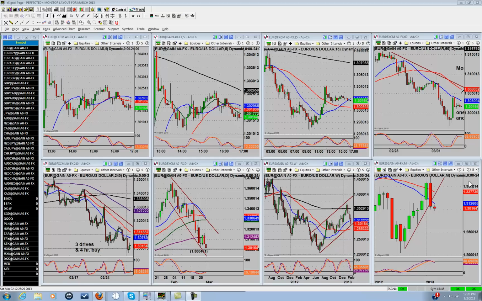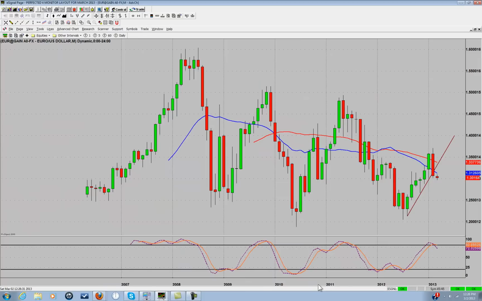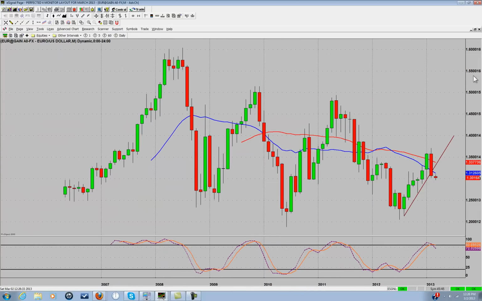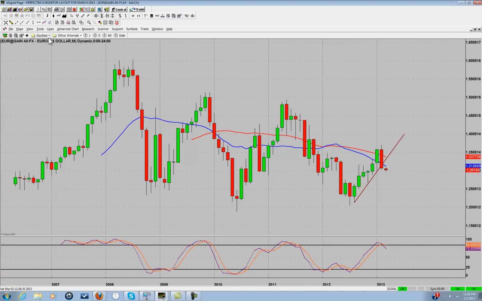We'll start off first of all with the euro. And if we look at the euro on the monthly chart, you can see the euro's had some pretty good runs, actually. We have quite a few of them here. You can see when the euro puts on a monthly decline, it can really last quite a period of time. When the euro puts on a monthly rise, that can also last very well.